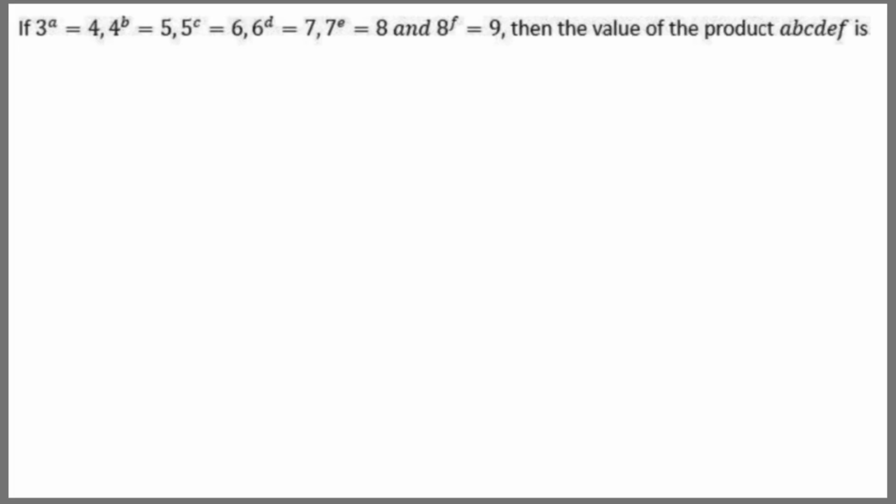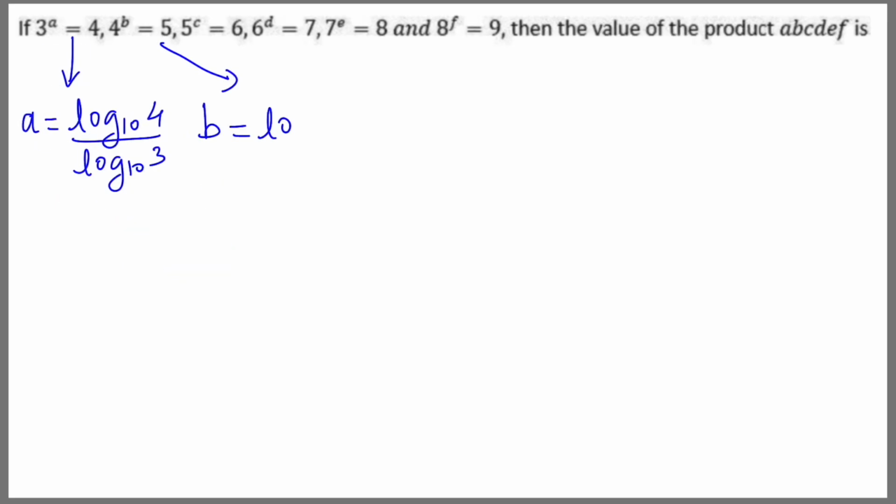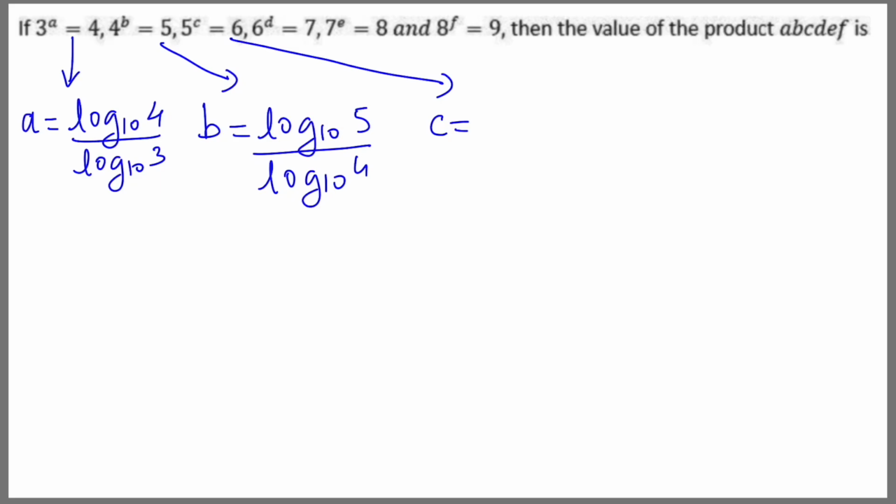The other way is we can use logs. We can use the laws of logarithm to solve the question. 3 raised to A has been given as 4. So we transform this into logs. We will get log of 4 to the base 3 is equal to A, which can be further written as A is equal to log 4 to the base 10 divided by log of 3 to the base 10 using our property of base change in logs. Now similarly we can write B is equal to log 5 to the base 10 divided by log 4 to the base 10. C can be written as log 6 to the base 10 upon log 5 to the base 10.